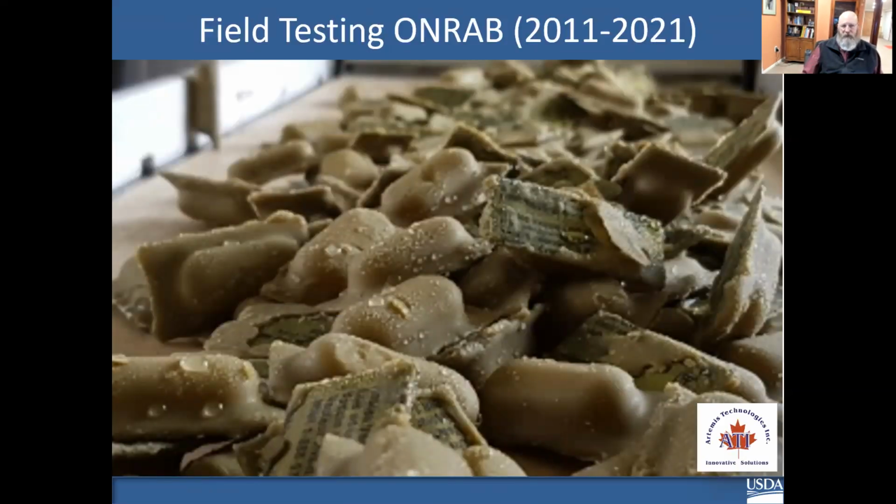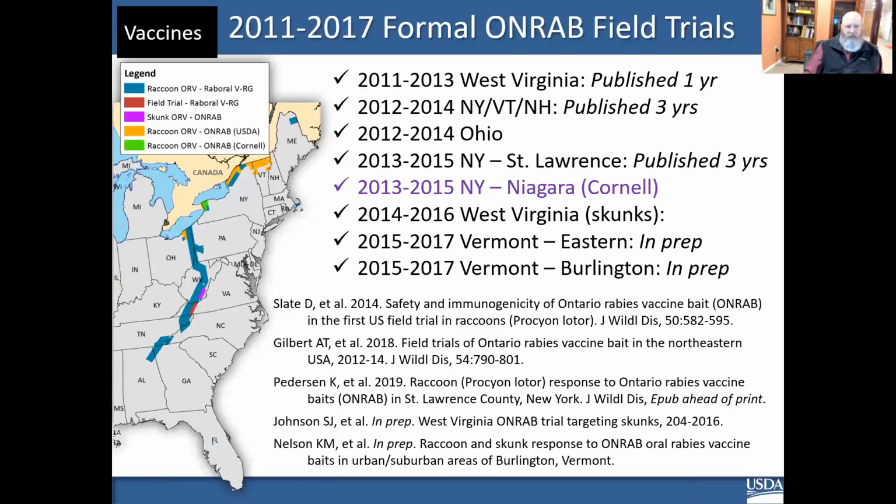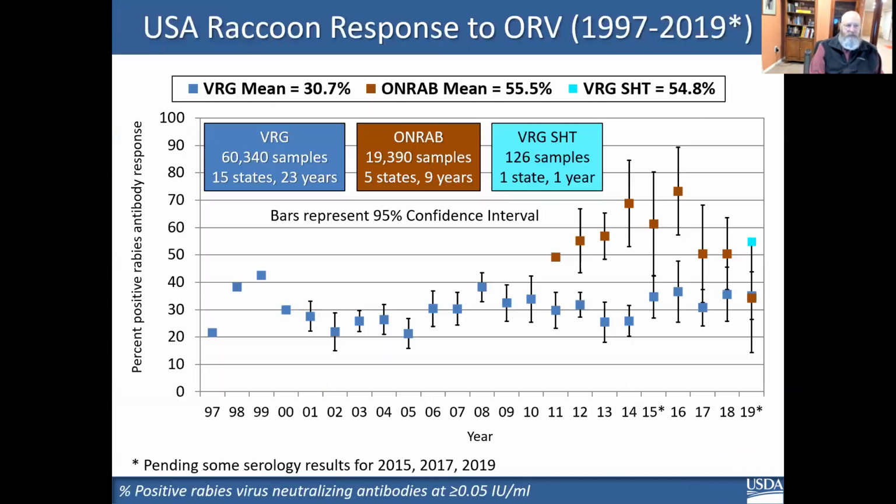So we field tested the ONRAB vaccine starting in 2011 and have done many, many field trials since then, some published and some to be published. And you can see that it performs about twice as well as VRG in terms of field effectiveness.